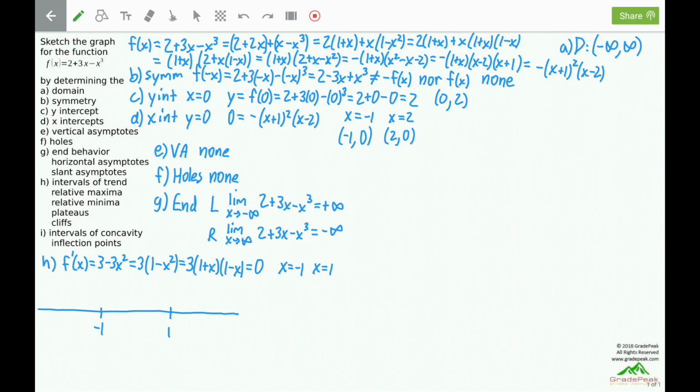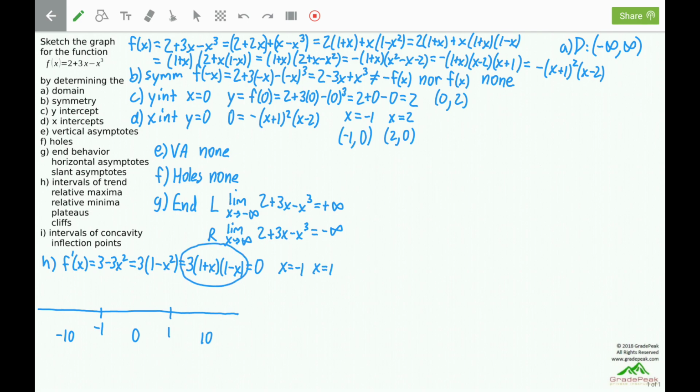We can test the trend in each of these intervals by picking a test value in each of them. The first interval, negative infinity to negative 1, contains negative 10. The next interval, negative 1 to positive 1, contains 0. And the next interval, positive 1 to positive infinity, contains 10. We can then test the trend by plugging these test values into the first derivative. We only care whether it is positive or negative, so we're going to plug into the fully factored version.